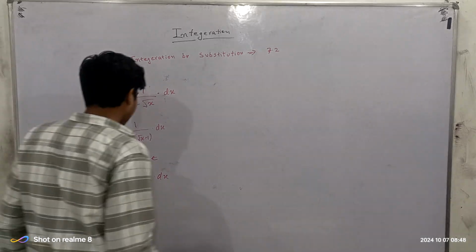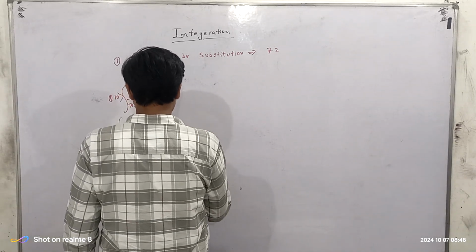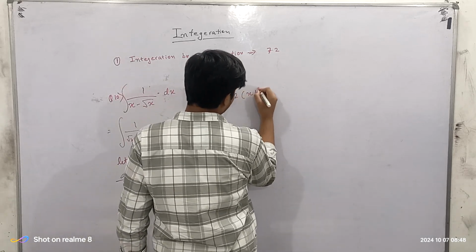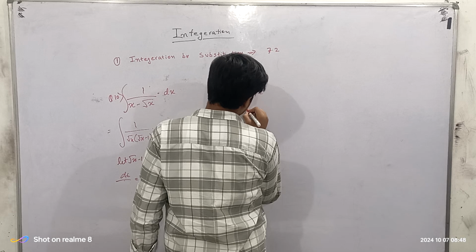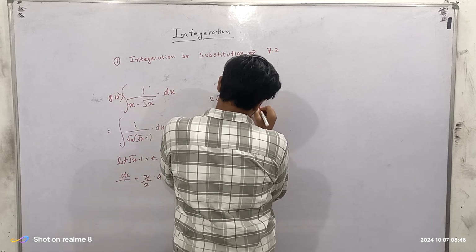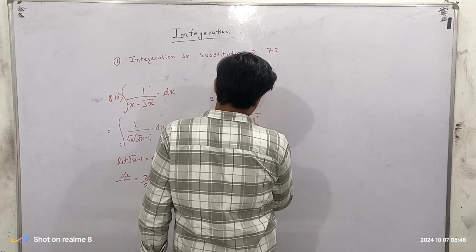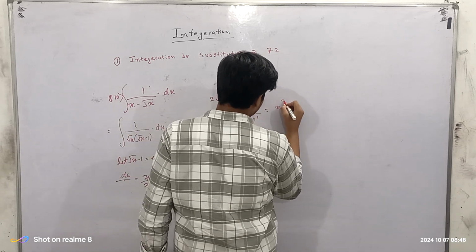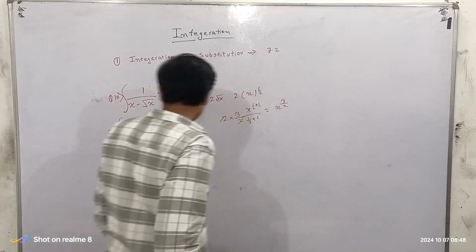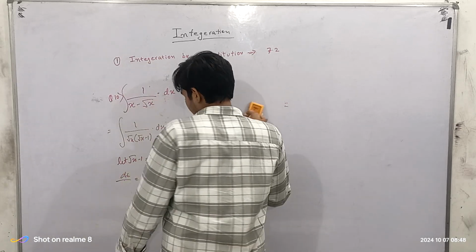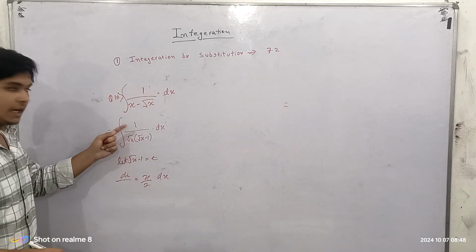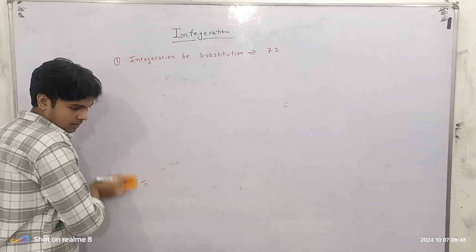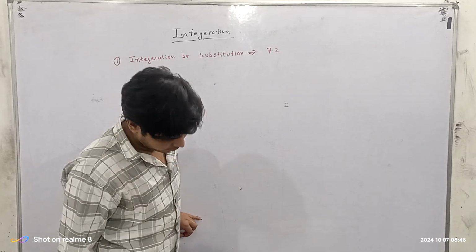Now we will put the value here under 1 by root x into dx. We know that 2 root x is 2 into x to the power 1 by 2, plus 1 gives 3 by 2, and 3 by 2 into 2 cancel, so x to the power 3 by 2. We will solve it like this only. So we will put the value here and we can find. This is an easy question, so we will not solve it, it is just a waste of time. Check the important questions.